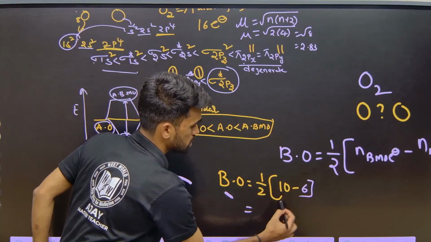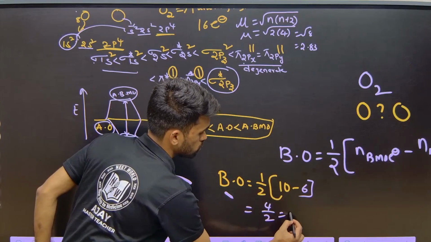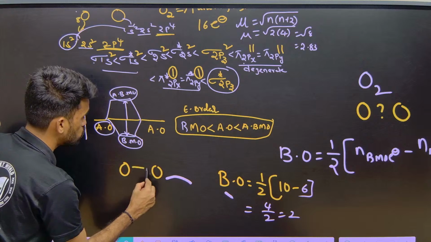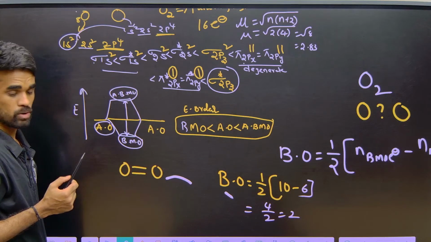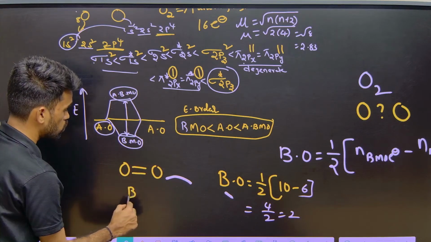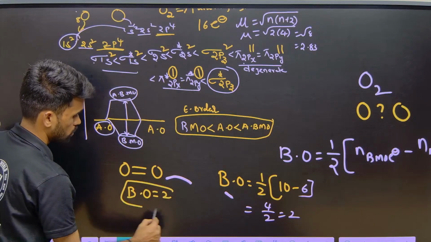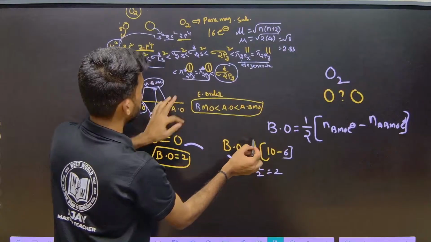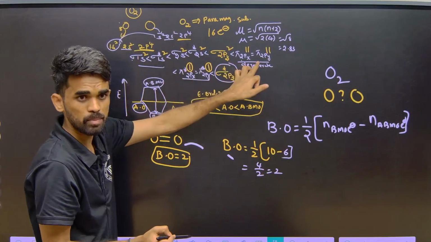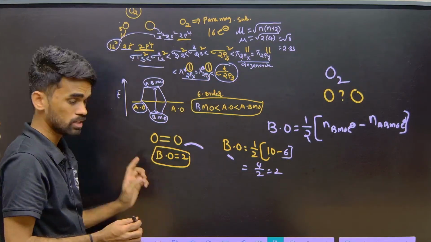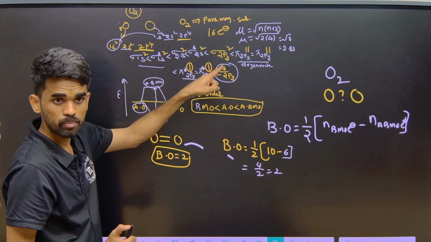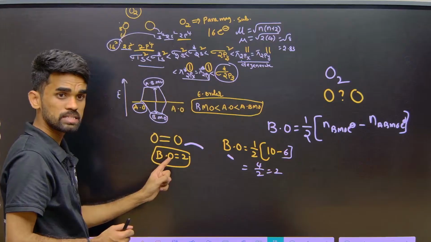So total how much it is? 4 by 2. So bond order will be 2. Between two oxygen atoms, we have 2 bonds like this. Okay, so what is the bond order of O2? 2. Okay, so now you got bond order, and you can say whether diamagnetic or paramagnetic. So O2 is which nature? Paramagnetic nature, and bond order is 2.